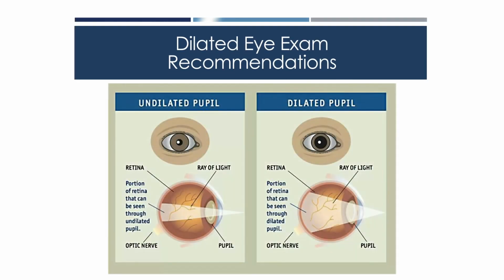I want to focus on this dilation piece here too. You can see there is such a big difference between when the eye doctor dilates the eye and does not dilate the eye. They have a very narrow snapshot of the back of the eye with an undilated pupil. When they dilate the pupil, they can see the entire back of the eye, the structures, and make sure things are healthy and functioning like they should.